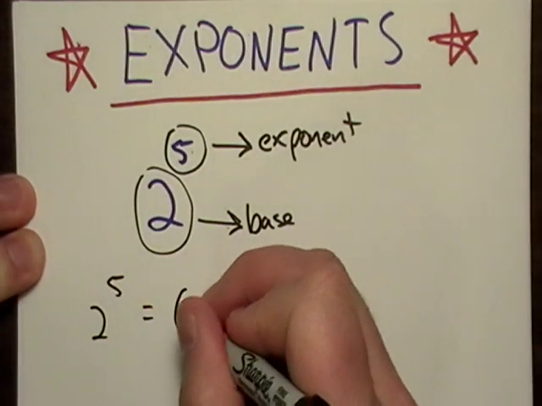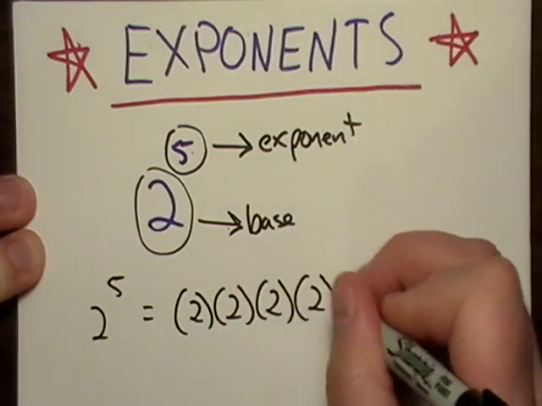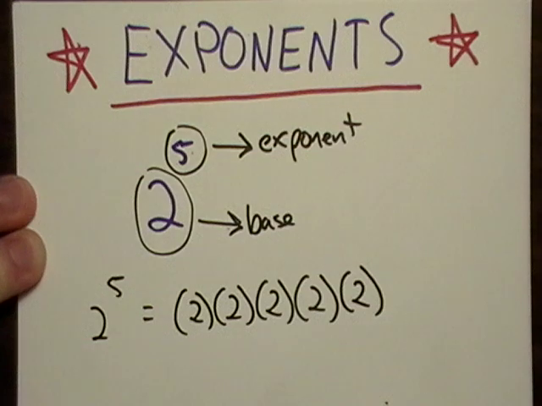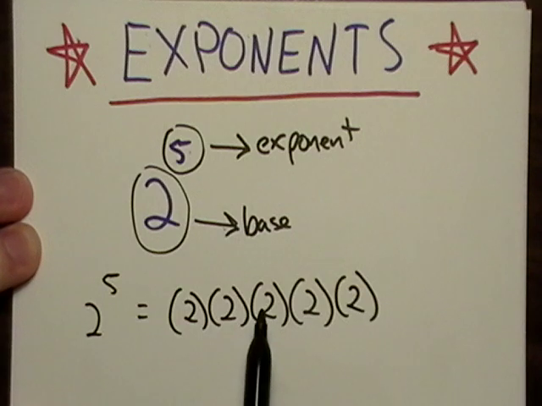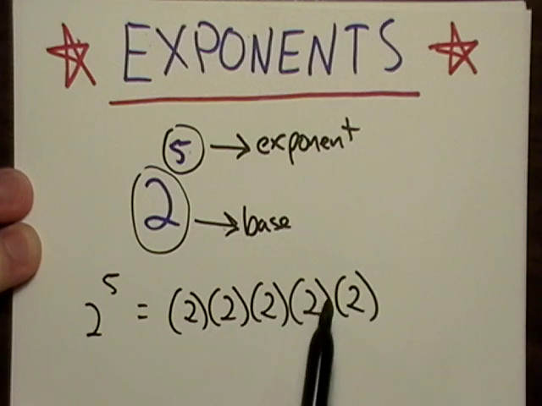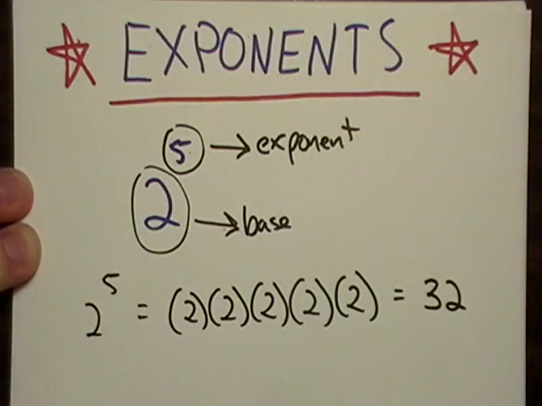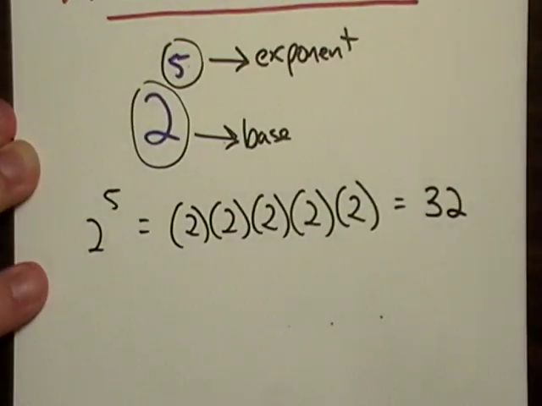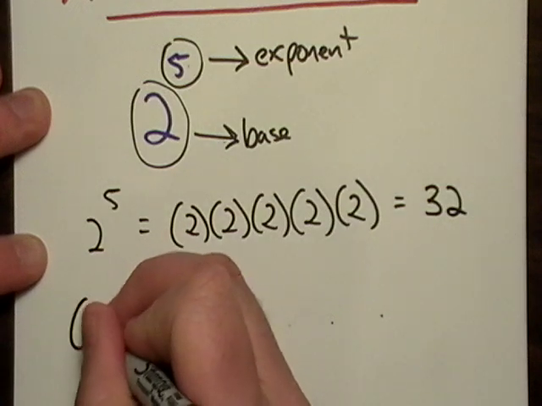And that implies that we multiply 2 by itself 5 times. So we'll do that 5 times. So what do we get? 2 times 2 is 4, times 2 is 8, times 2 is 16, times 2 equals 32. Okay? Now you can also take a negative number and do the same thing.